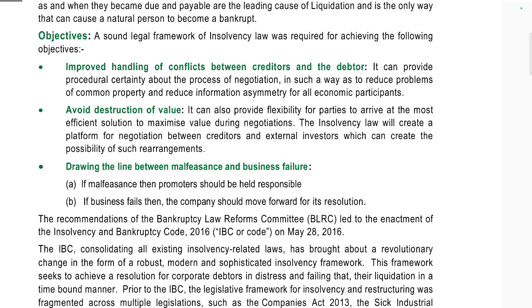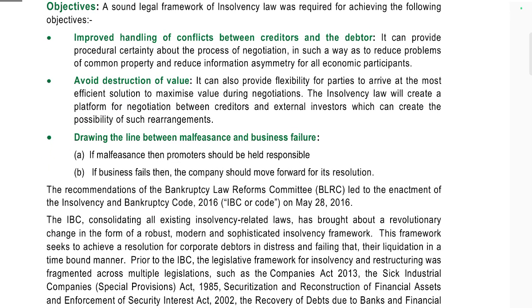So the improved handling of conflicts between creditor and debtor can provide procedural certainty about the process of negotiation in such a way as to reduce the problems of common property, and reduce the information asymmetry of all the economic participants. Avoid the destruction of value. It can also provide flexibility to parties to arrive at the most efficient solution to maximize the value during negotiation.